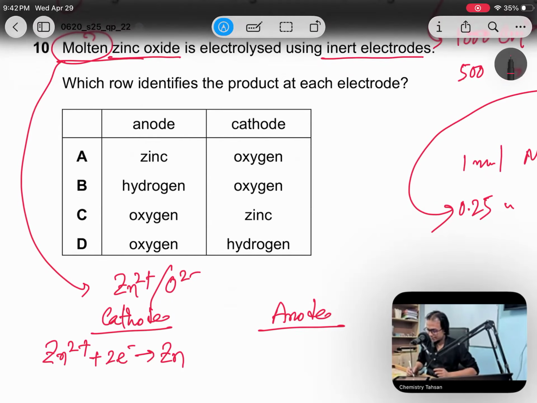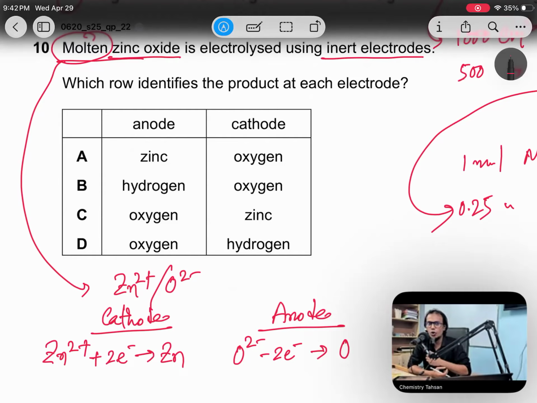And you see, oxide is the anion, so it will go to anode. So O2 minus will lose. See, what is the problem of O2 minus? It has 2 electrons extra. So if it loses 2 electrons, it becomes oxygen, right? But oxygen is always diatomic.